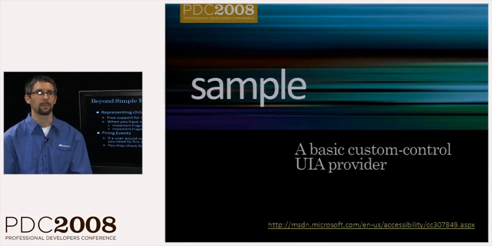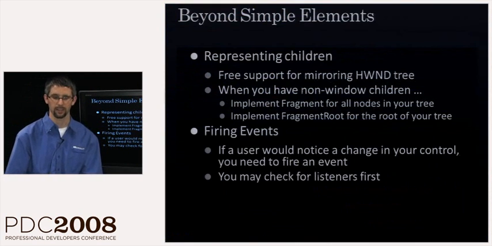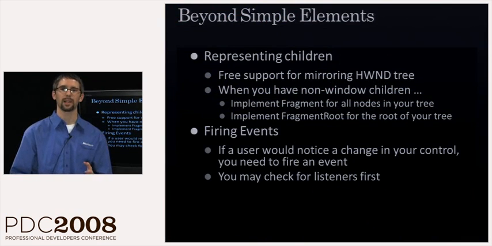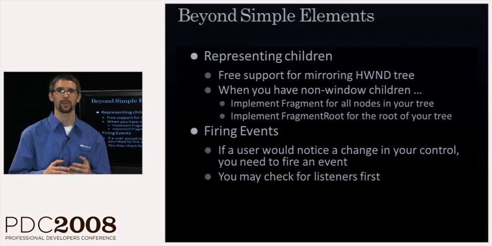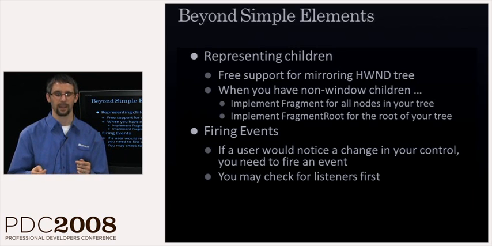There are a couple of topics that I should at least mention in passing. If you have a control that's complex, like a list view that has children, if those children are full hwnds, then UIA will pick them up for free because it mirrors the hwnd tree. But if you have non-window children, which a list view does, then you also want to implement the fragment and fragment root interfaces, which will help with tree structuring and hit testing and all the stuff you need to do when you have children.